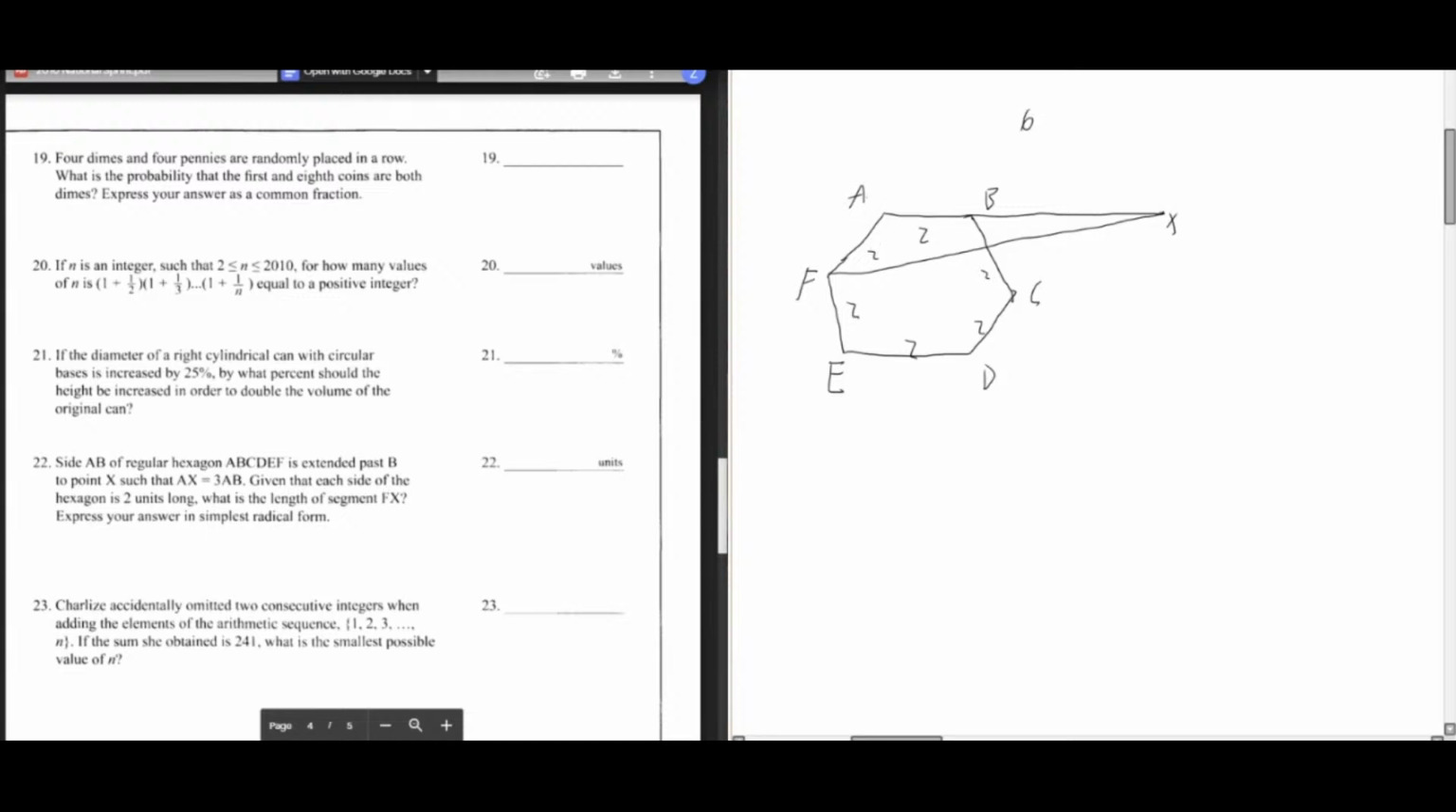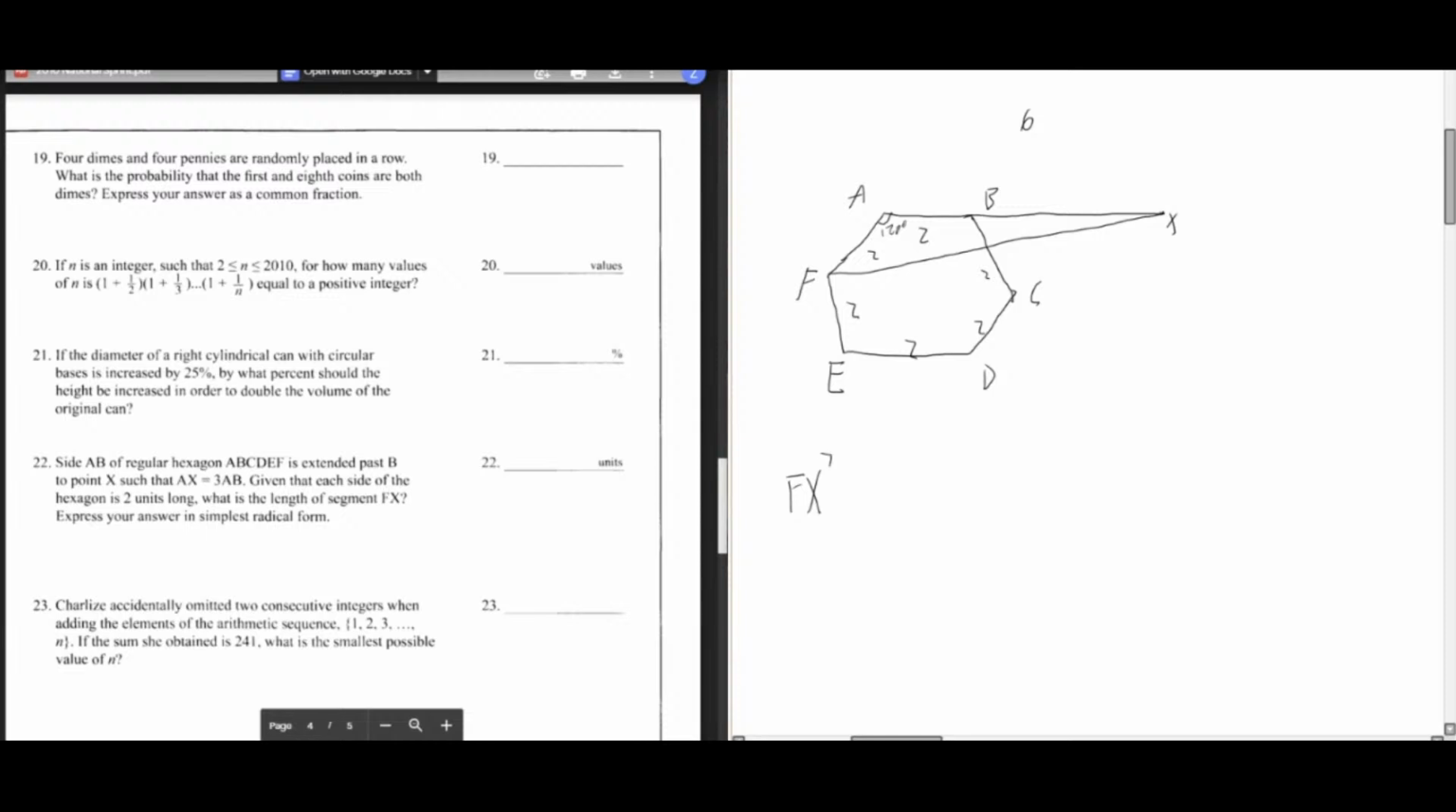So this question is begging you to use law of cosines, because think about it. We know this is 120 degrees because it's a regular hexagon. And we know this side, we know AX and we know AF, and we're looking for FX. So we basically know everything we need to just do law of cosines. So let's just do law of cosines.